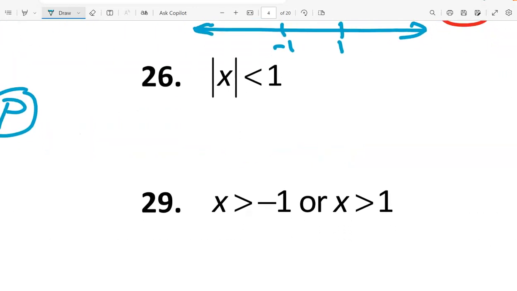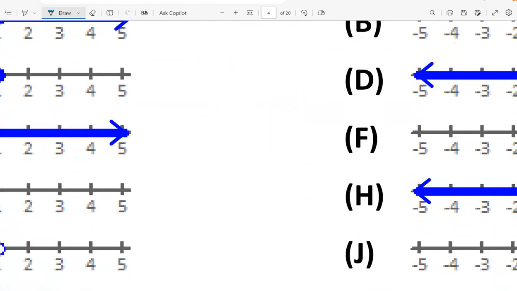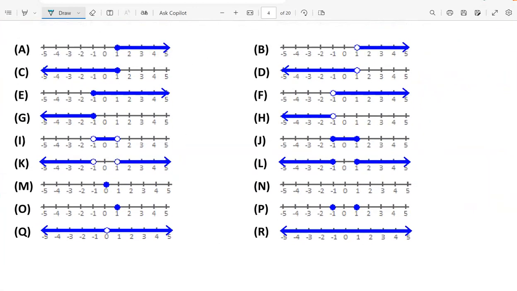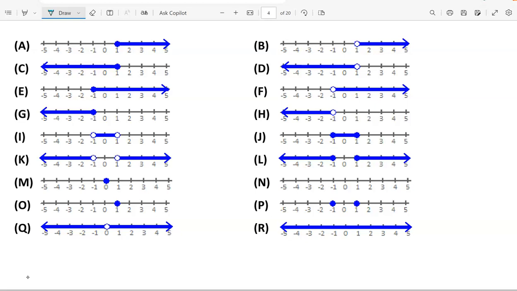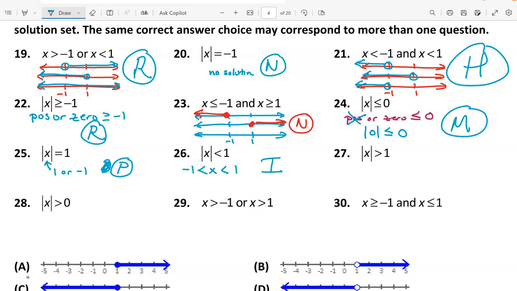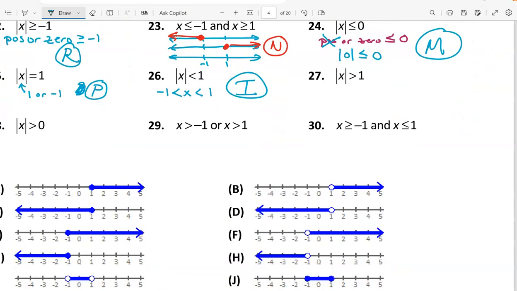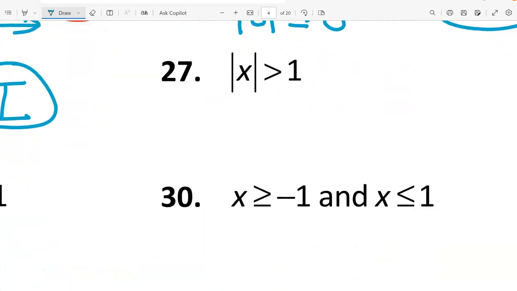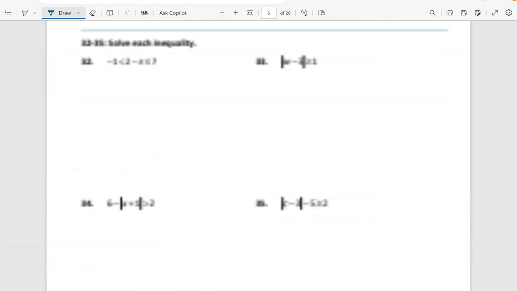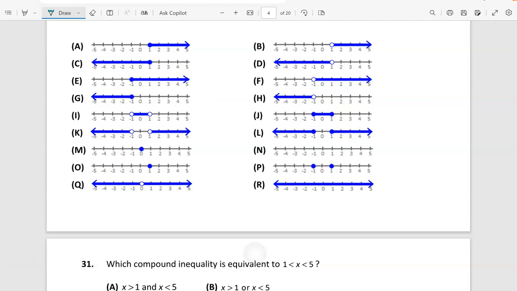Number 26, the absolute value of x is less than 1. An absolute value less than a positive number is equivalent to x is between that positive number and its opposite. So we are looking for on the number line the graph that goes from -1 to positive 1, not including the endpoints, and that would be choice I. For number 27, the absolute value of x is greater than 1. This is equivalent to x is less than -1 or x is greater than +1. So we are looking for a disjoint set. And that disjoint set would be choice K.